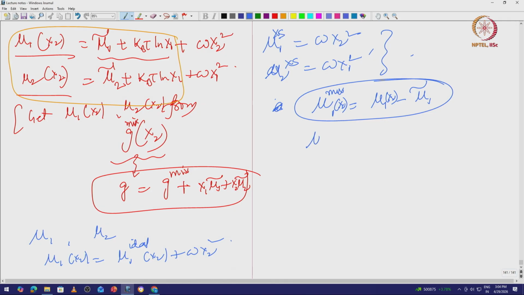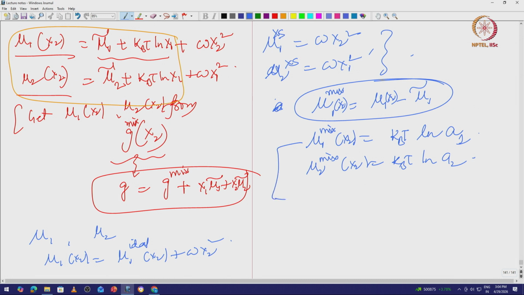Now, from the definition of activity, mu1 mix should be equal to kBT ln A1. Similarly, mu2 mix of x2 is equal to kBT ln A2. Now, what is mu1(x2)?